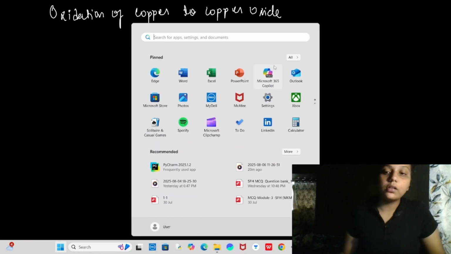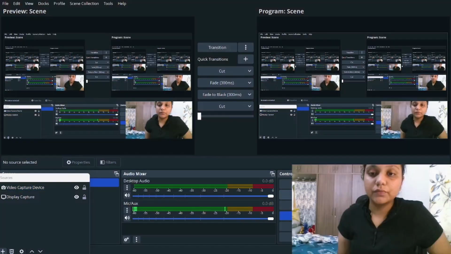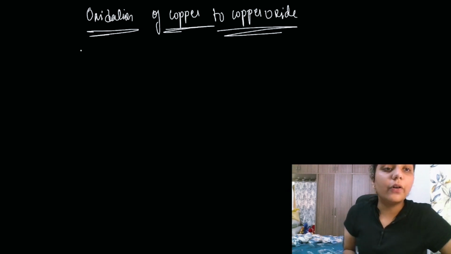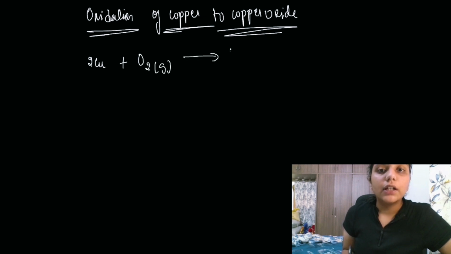Fine. So now, oxidation of copper to copper oxide. This is also very important. Oxidation of copper to copper oxide. So here I take copper, then it will react with oxygen, which is in gaseous form. That will give us copper oxide. To balance this, I'll add 2 here.